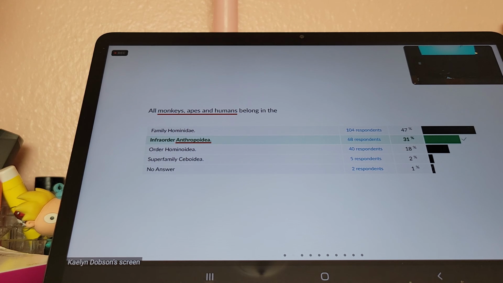Anybody have any thoughts on this question? I think it's a pretty straightforward question given the material given to you, but if somebody has a different take. Would it have made a difference if after the answer there had been family Hominidae and then parentheses, hominids? Infraorder Anthropoidea, parentheses, anthropoid. Would that have changed the way people answered? You think it would have? Okay. All right, take that into consideration.